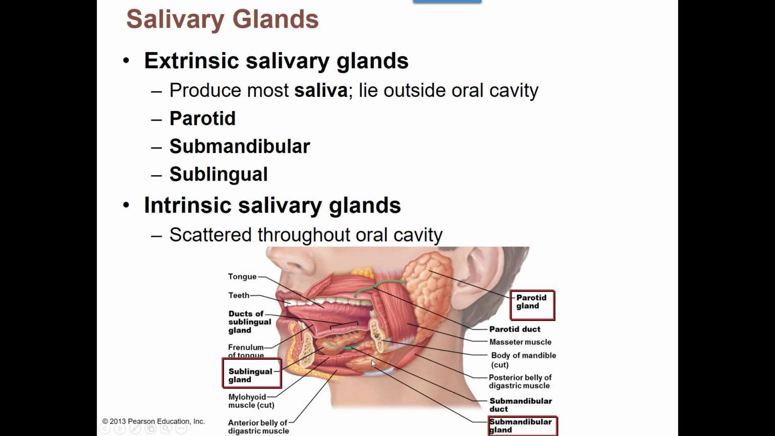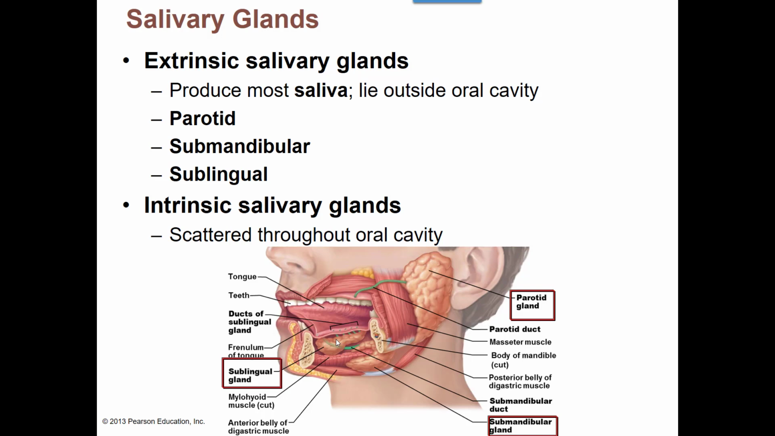You also have some intrinsic salivary glands scattered throughout your oral cavity. Their job is really to kind of just keep your mouth moist. Your extrinsic salivary glands are really helping aid in the chewing and digestion and forming those food balls.